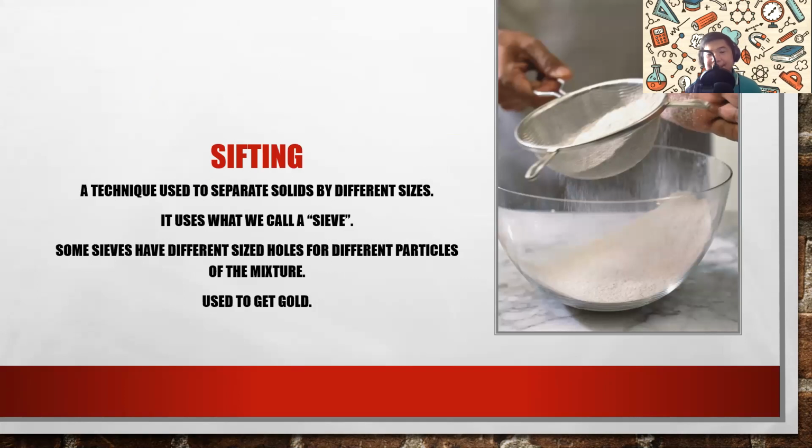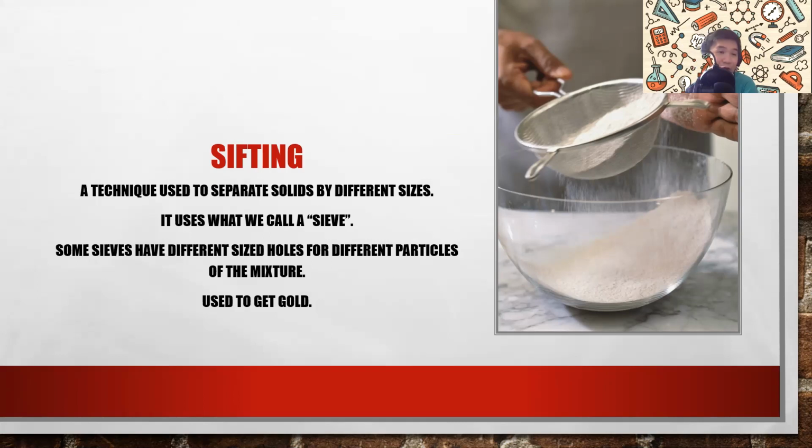Sifting, a technique used to separate solids by different sizes. It is what we call a sieve, that one right there. Some sieves have different size holes for different particles of the mixture. And we used this before to get gold. Sifting separates two solids. But the solids in this case are the ones that we can't use our fingers for. If we can separate it using our fingers, we use our fingers. But if we can't, we can use the sieve or we can use sifting.